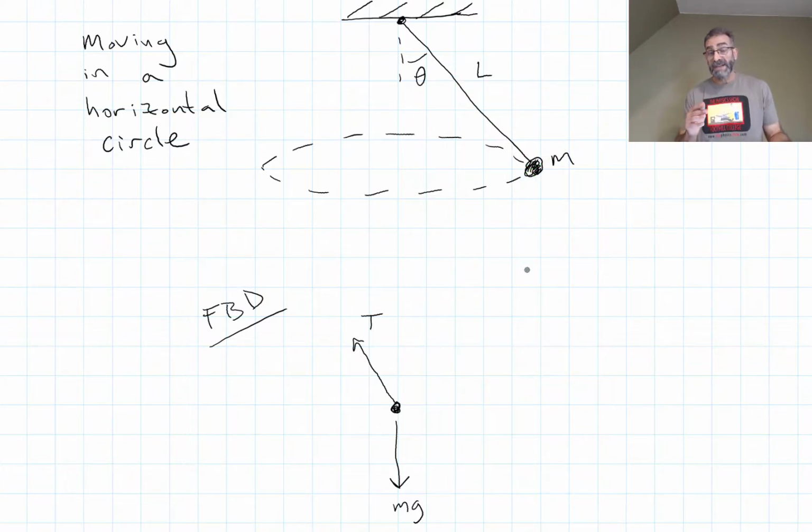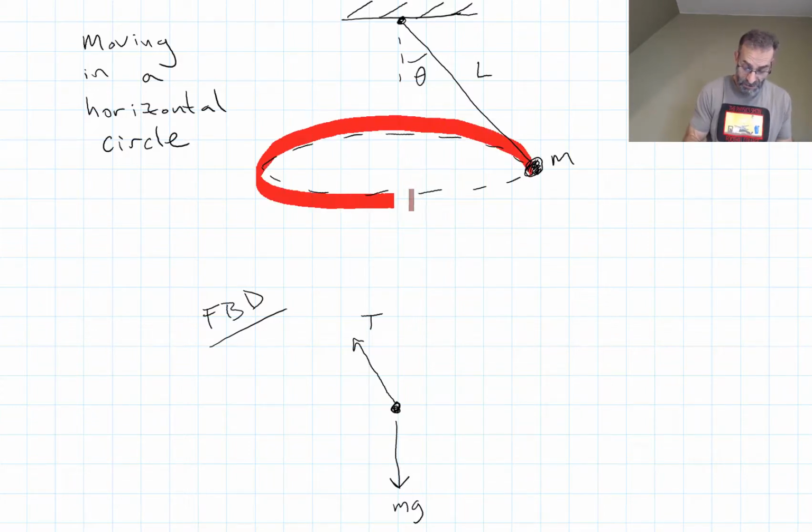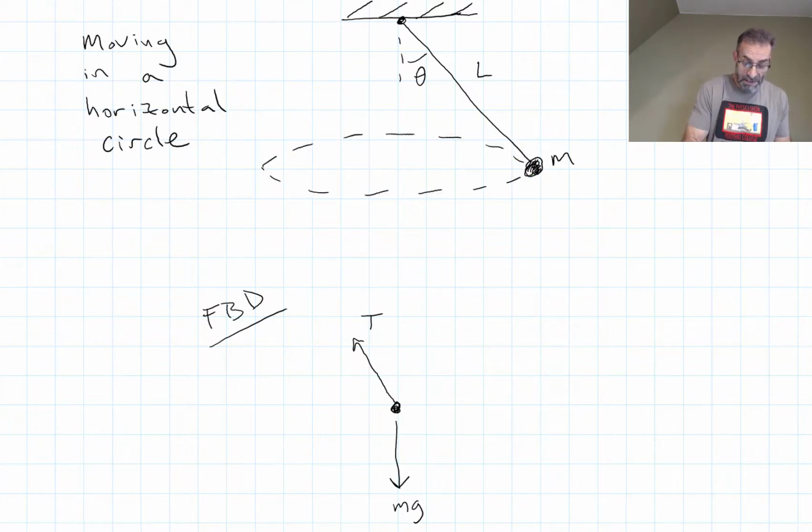But what question do I always ask myself when I'm picking a coordinate system? What direction is the acceleration? And this is an object moving in a circular path. What circular path? This horizontal circle. So the acceleration has to be toward the center of the circular path. The acceleration has to be in this direction. So I want my coordinate system to have a component in this direction and then perpendicular to that.